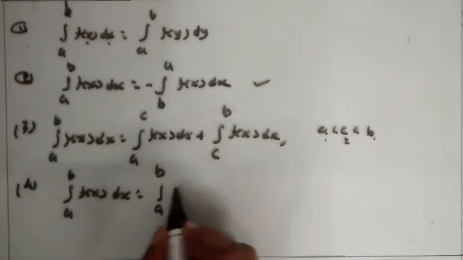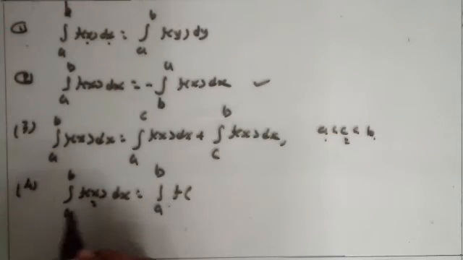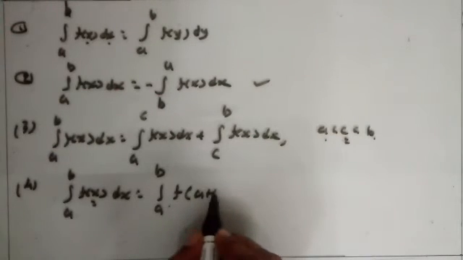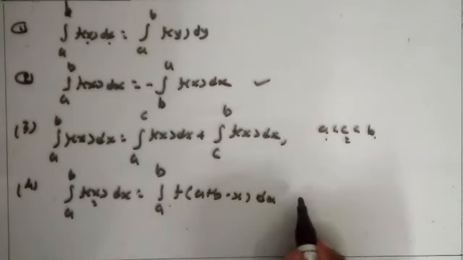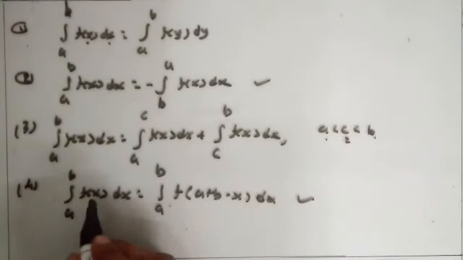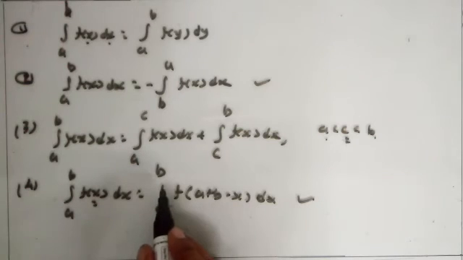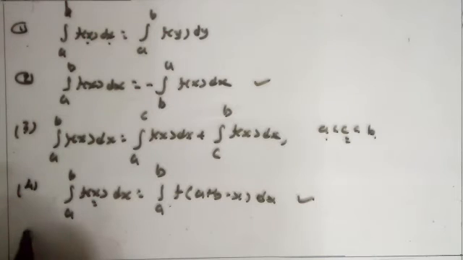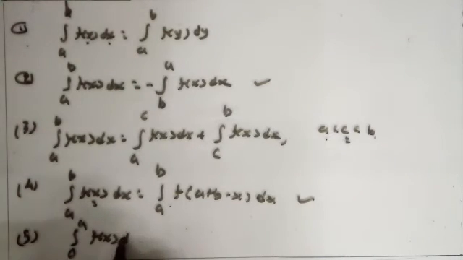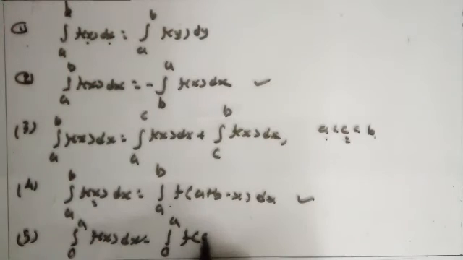Now fourth property, a to b f(x) dx is equal to integration a to b f of, replace x by a plus b minus x, a plus b minus x dx. Okay, so remember this important property, a to b f(x) dx is equal to a to b f(a plus b minus x) dx. Same, number 5, 0 to a f(x) dx is equal to 0 to a f(a minus x) dx. Clear?